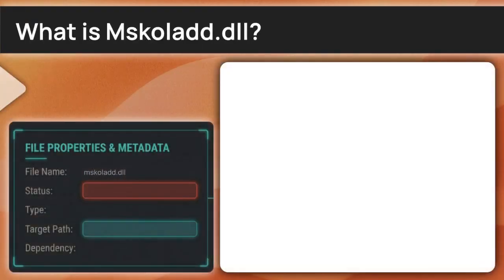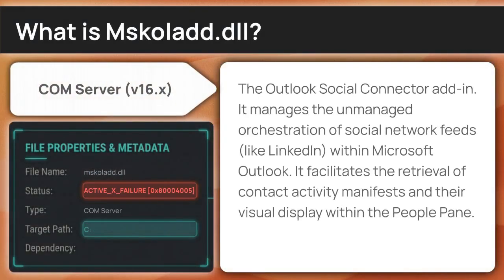This is the Mskoladd add-in, the Outlook Social Connector add-in. It manages the orchestration of social network feeds, like LinkedIn, within Microsoft Outlook. It facilitates the retrieval of contact activity and their visual display within the People pane. With the why out of the way, let's focus on getting you running again.